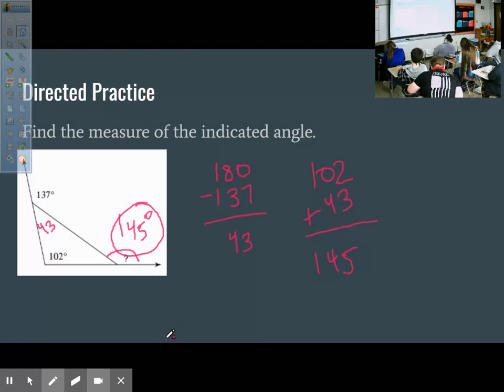Why did you add 102 to 43? Because exterior angle theorem says an exterior angle is equal to the sum of the two non-adjacent interior angles. So these are the two non-adjacent interior angles, so you would add them together to get this angle.